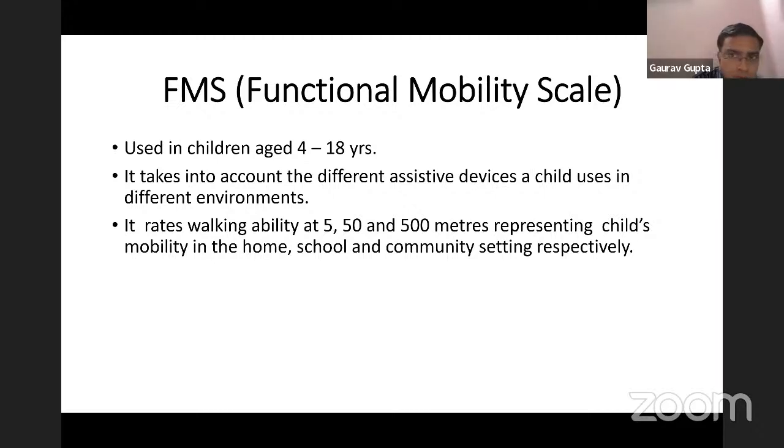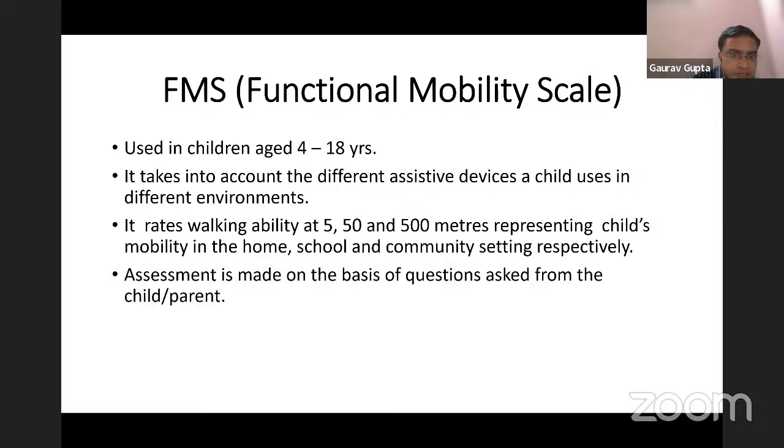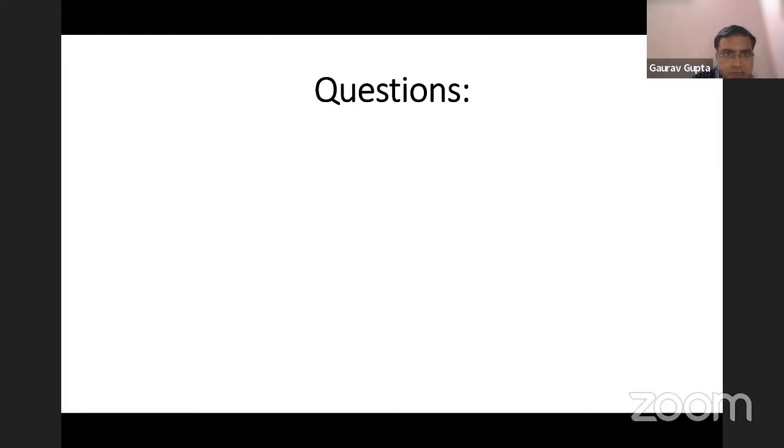Yeah, so the functional mobility scale is used in kids 4 to 18 years of age. It takes into account the different assistive devices a child uses in different environments. And it basically rates walking ability at 5, 50 and 500 meters, representing the child's mobility in home, school and community settings. This assessment is made on the basis of questions asked of the child or the parent. And these are the questions.